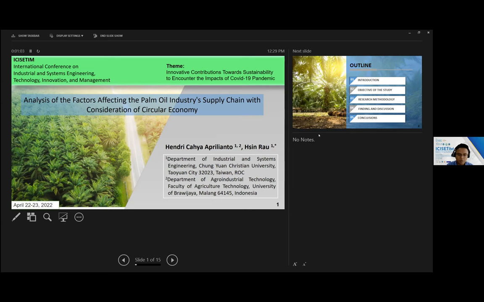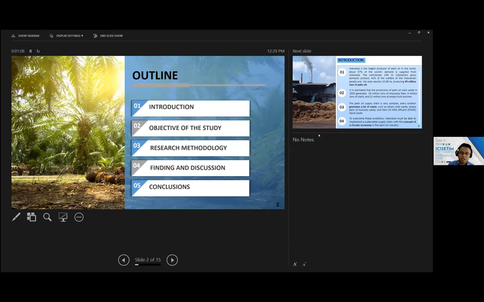Okay, before I discuss this paper, I want to share the overview. First, I want to share the introduction and then the objective of the study, research methodology, findings and discussion, and the conclusion.